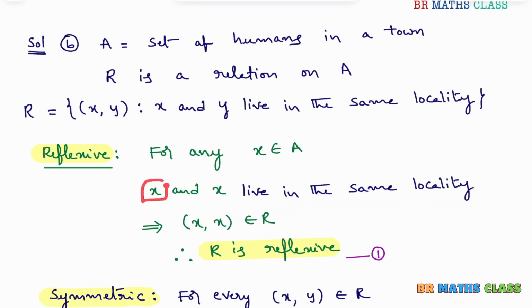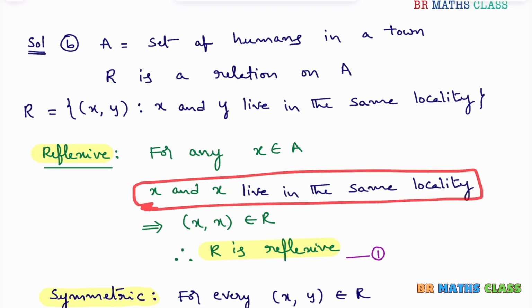Suppose x is the same person. Where x is there, x will be there only. It's a simple common sense thing. x and x live in the same locality. If I say like this, is there anything wrong in this statement? Where x is living, there only. Yes, x and x live in the same locality. We can say like that. So whatever I have written here, that statement is true, right?